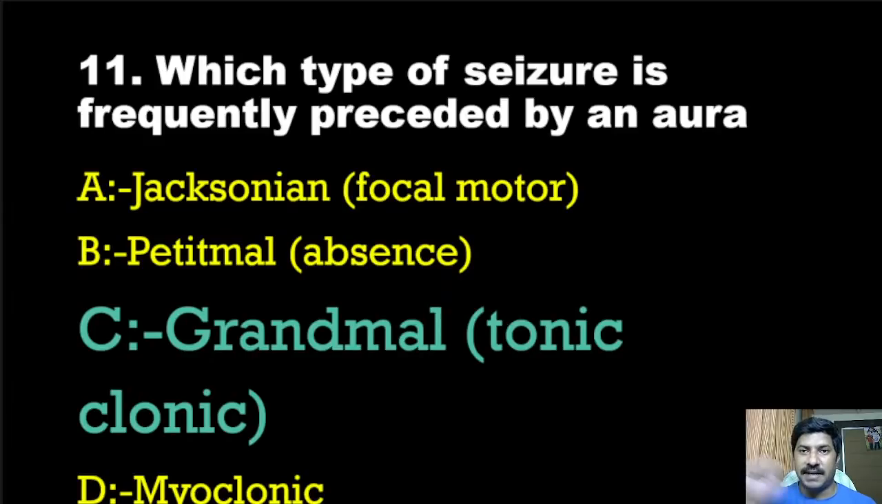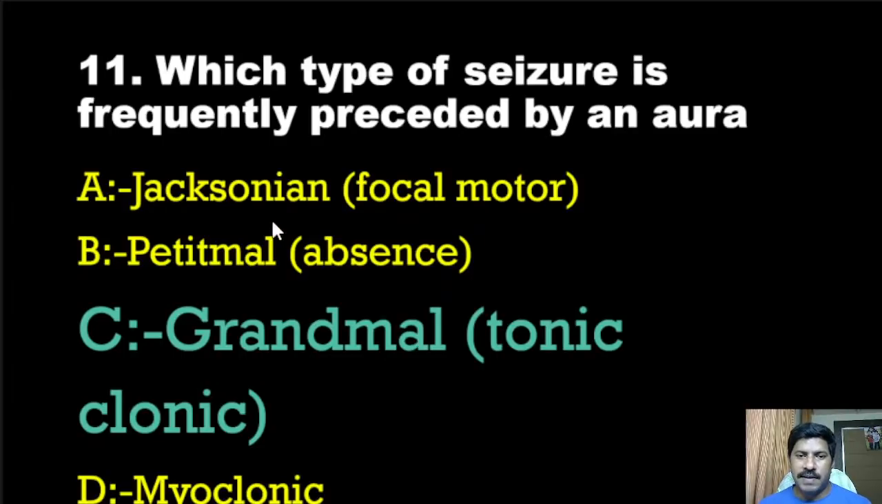Clonic means shaking or jerking movements of the body parts. So in tonic-clonic, there will be stiffness and this jerking, both. That is what grand mal seizures are. It is known as tonic-clonic seizures, because there will be stiffness, and at the same time there will be jerky or shaky movements of the body parts.